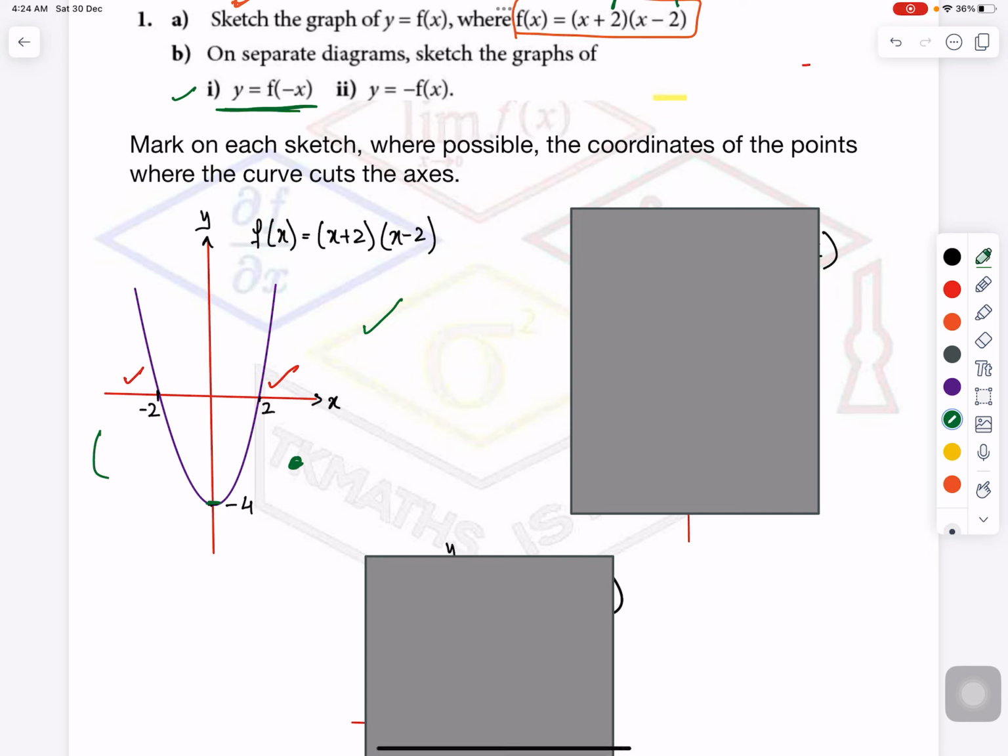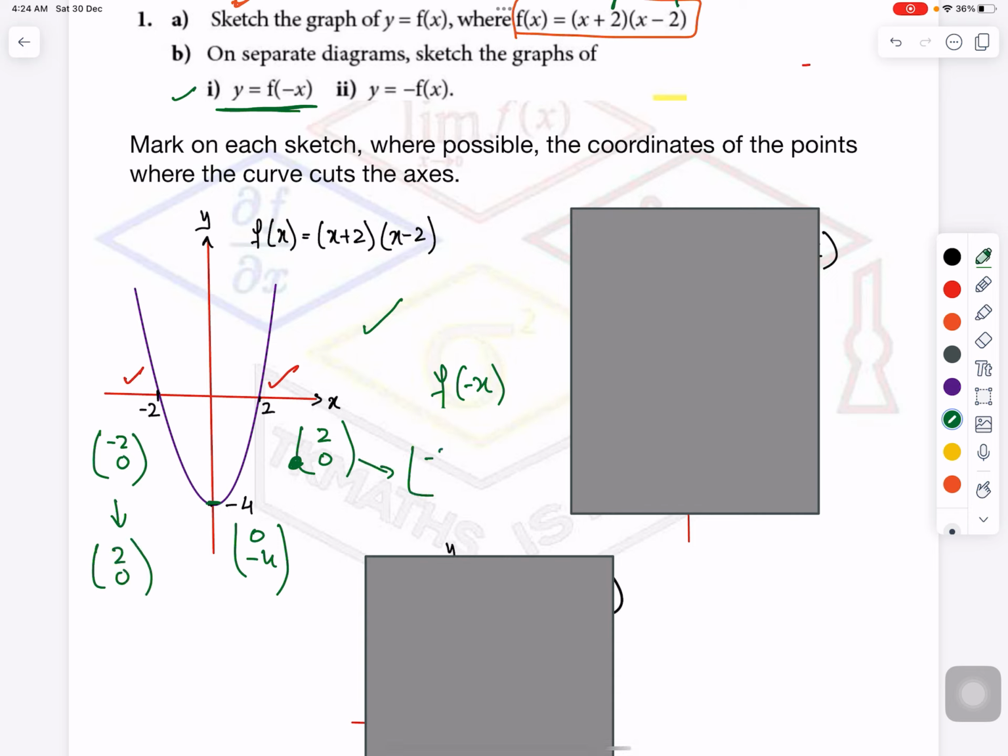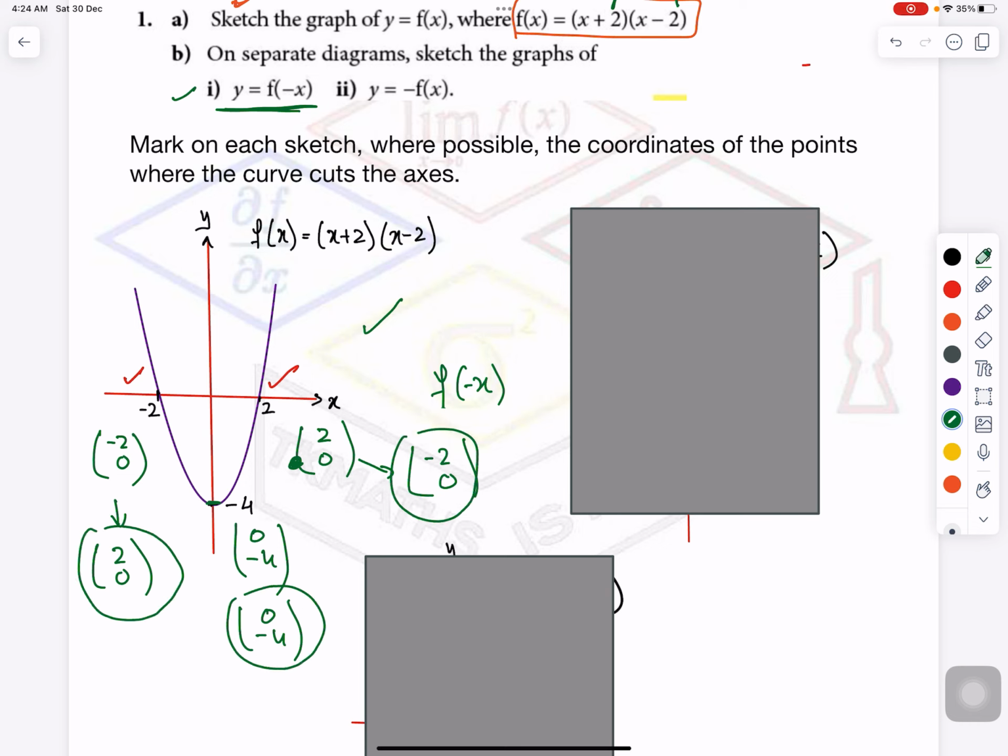First of all, here I have a coordinate minus 2, 0. Here I have a coordinate 2, 0. And here I have a coordinate 0, minus 4. When question is saying f of minus x, your x coordinates will change. So this will become 2, 0. This will become minus 2, 0. And this will remain same because 0 will remain 0. So now you will plot against these values.